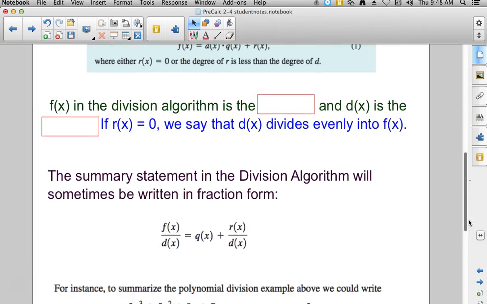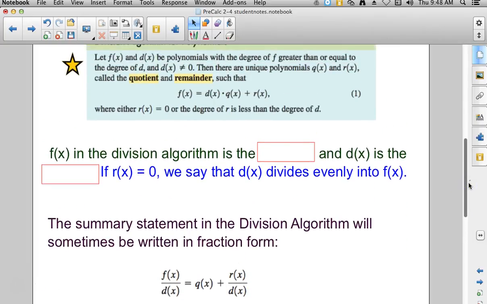So the division algorithm for polynomials says, f of x and d of x are some polynomials with degree of f greater than or equal to the degree of d, which just means you can actually do the division.